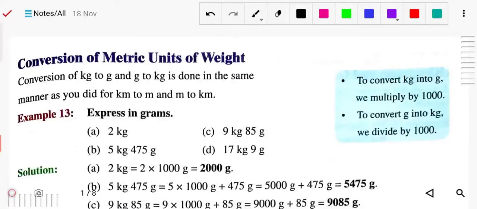Good morning, students. Today we will solve exercise 10C, page number 161. Before solving this exercise, we should know the conversion of metric units of weight.